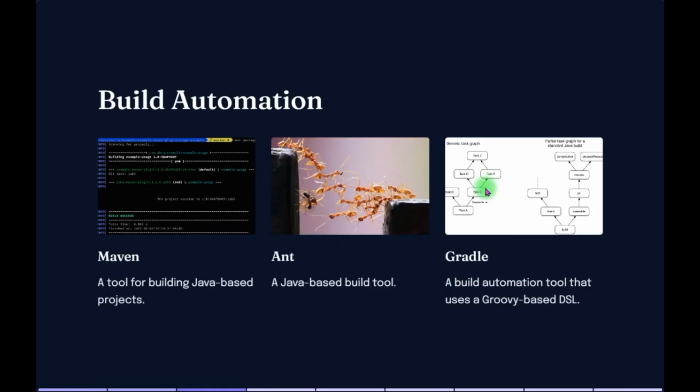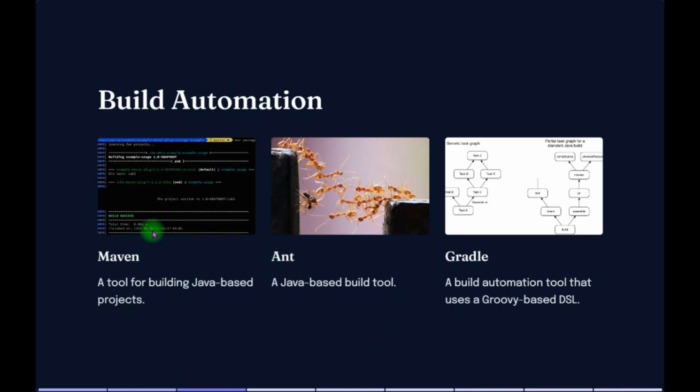Let's talk about the next, which is build automation tools. So what exactly are these? Build automation tools help you automate the process of building your software. This can save you time and effort, and it can also help you ensure that your software is built consistently. Some popular build automation tools mentioned here are Maven, Ant, and Gradle.